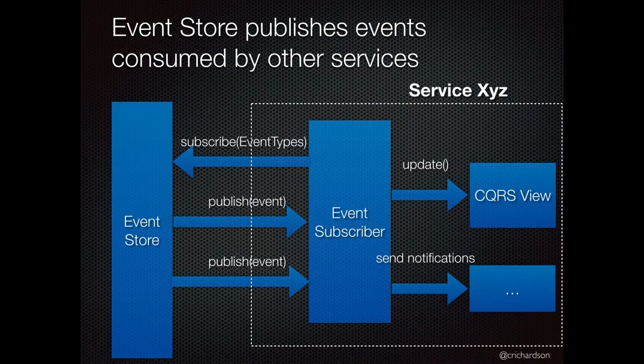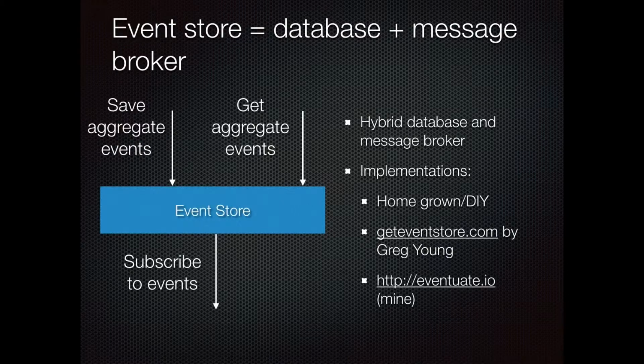So I want to talk briefly about the event store. One way of considering the event store is that it's basically a hybrid database and a message broker. It has an API for saving and appending events, and also an API for getting events. So that's very, very database-like. But then it also has an API for subscribing to events and notifying subscribers. And you can think of that as a sort of message broker type capability.